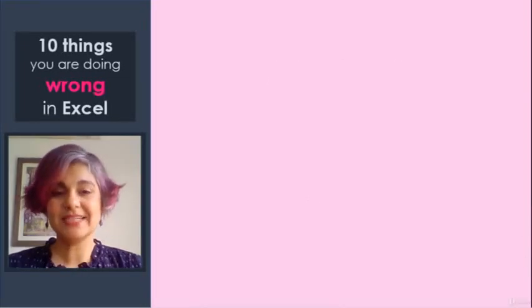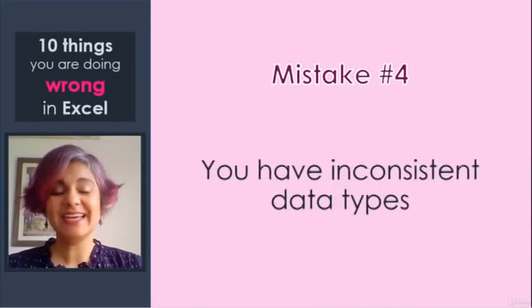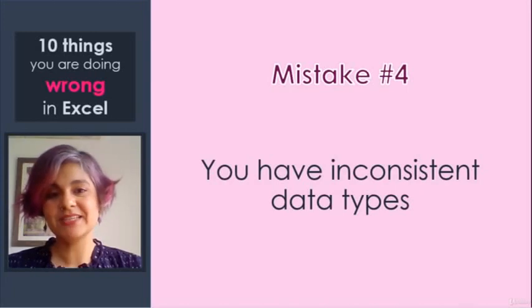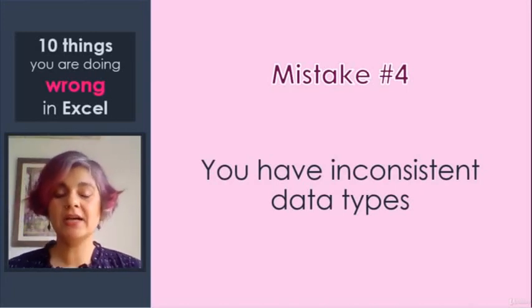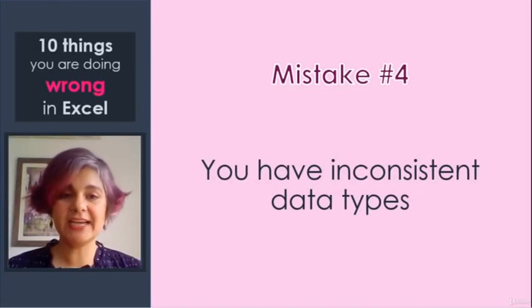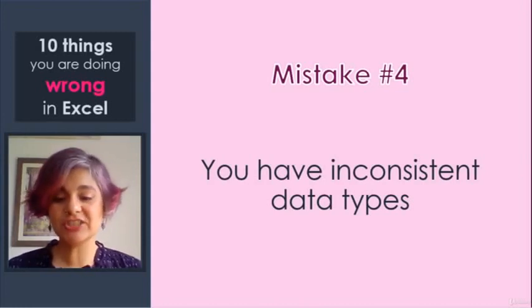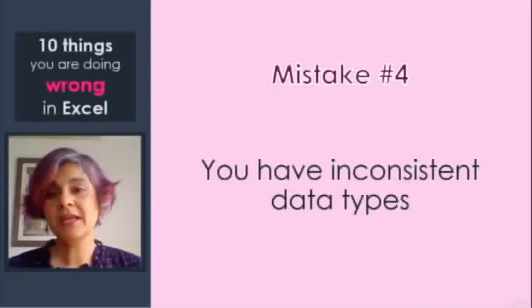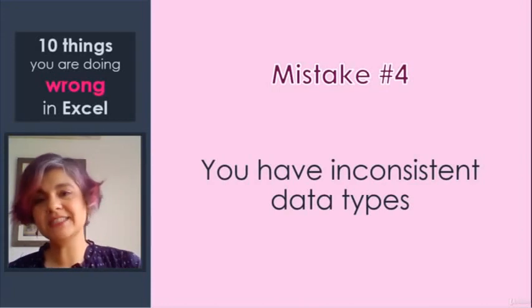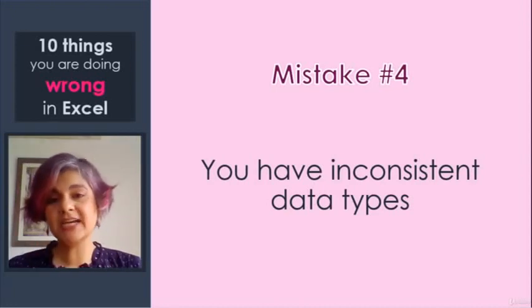Mistake number 4: you have inconsistent data types. When you're working in a spreadsheet with any kind of data, you can have data which is numerical, and you can have data which is text. It's really important for you to have this kind of consistency within all the data within a certain column.